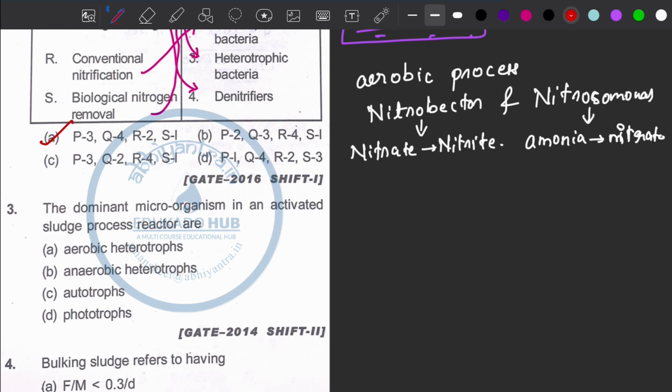The dominant microorganisms in an activated sludge process reactor are, see, there are these four names. First of all, let's see what is aerobic bacteria. Bacteria that use oxygen for their growth and oxygen based metabolism are called aerobic bacteria. Now what is anaerobic bacteria? It is just the opposite. It does not utilize oxygen for its growth.